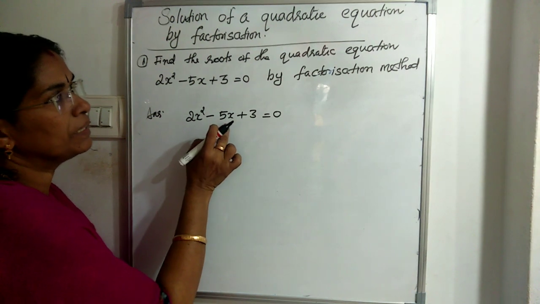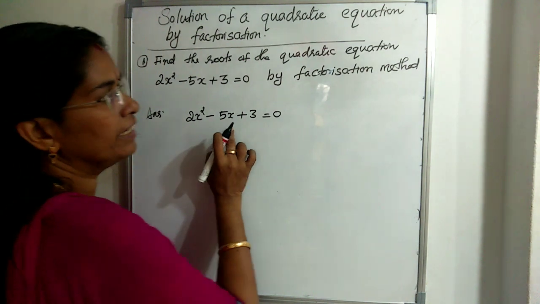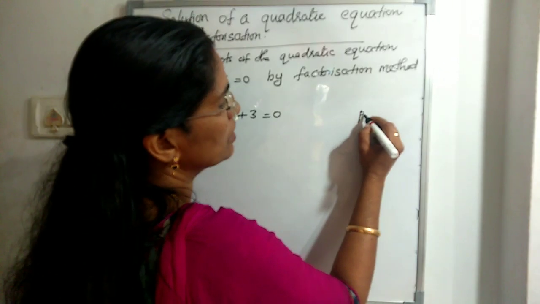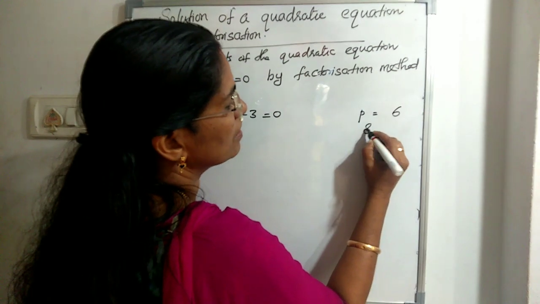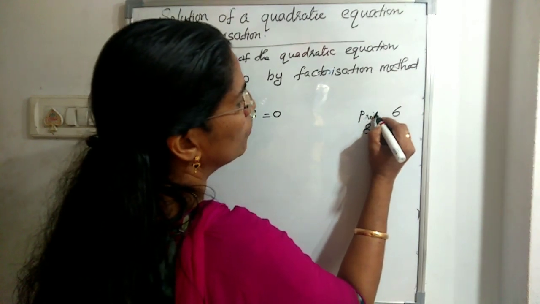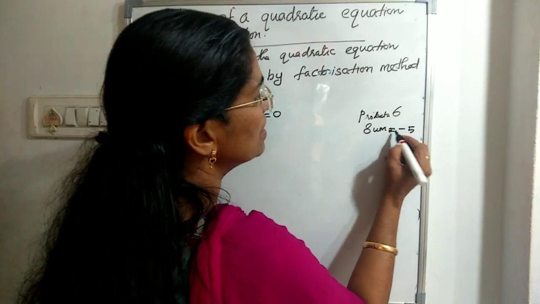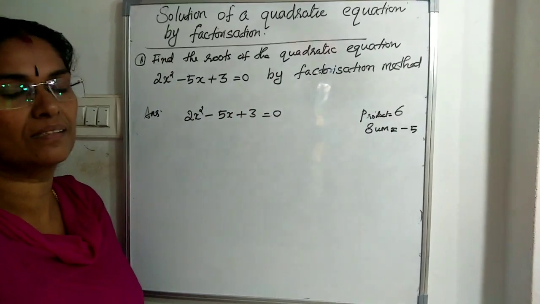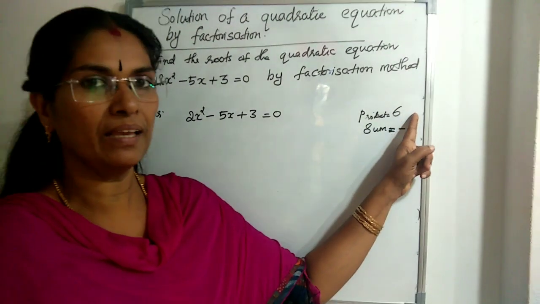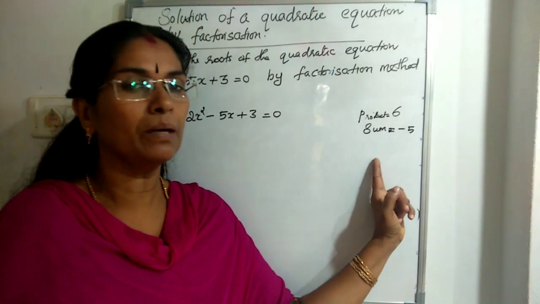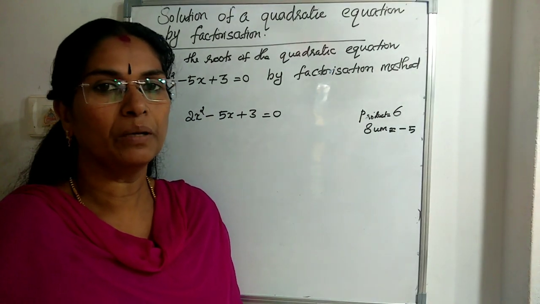We have to split the middle term minus 5x. Are you remembering how we find this? Product of the two terms: 2 into 3 is equal to 6, and the sum. The product is equal to 6 and the sum is equal to minus 5. Then which are the two numbers like this? If the two numbers are multiplied, we have to get 6. If the same two numbers are added, we will get minus 5. Can you say which are the two numbers?